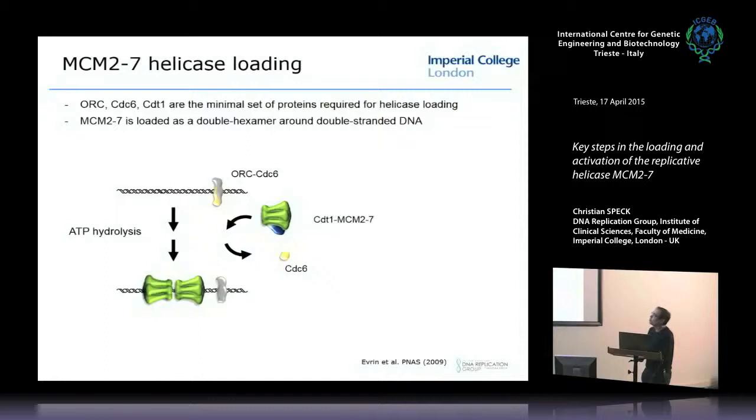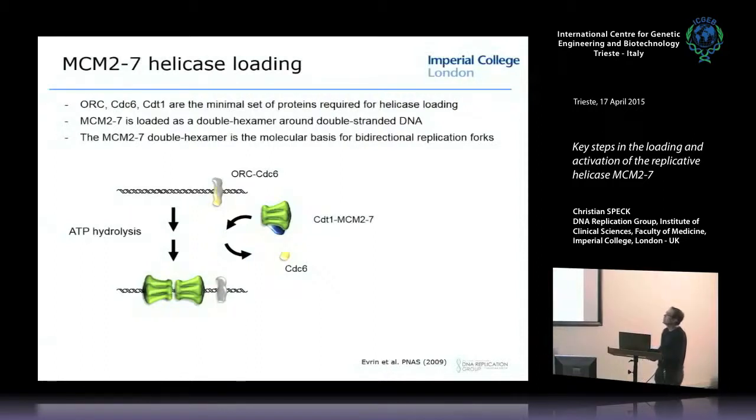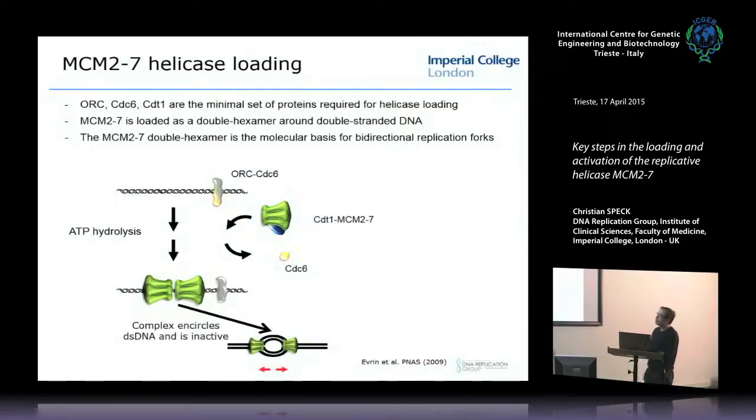This is an inactive form and it needs activation. Anyway, this double hexamer had a very good thing because it explains how you can get bidirectional replication forks. You can easily imagine that by activating this, one hexamer can go to one fork and the other hexamer goes to the other fork. So it's a very elegant way to get bidirectional replication in one go.